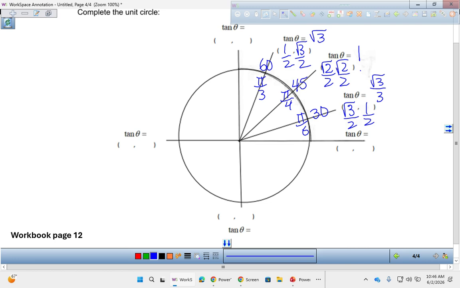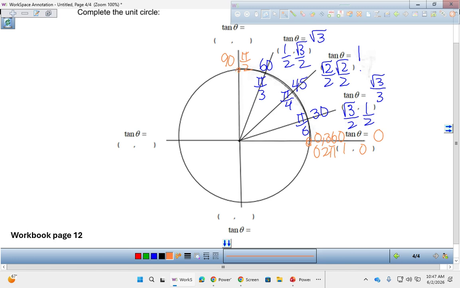And then there's also the corner parts, and those you already know. We've been working with them all along. So this is 0 degrees and 360 degrees, which is 0 and 2 pi. To get to this point here, you're going over 1, but not up anything. So that point is 1, 0. And y divided by x is 0 there, so the tangent is 0.